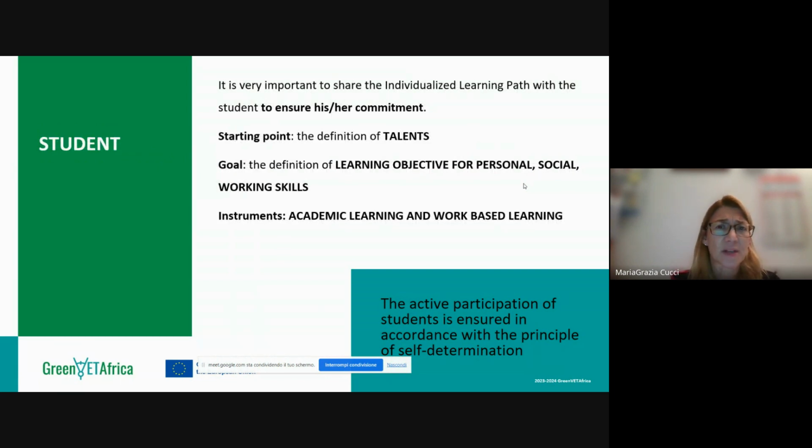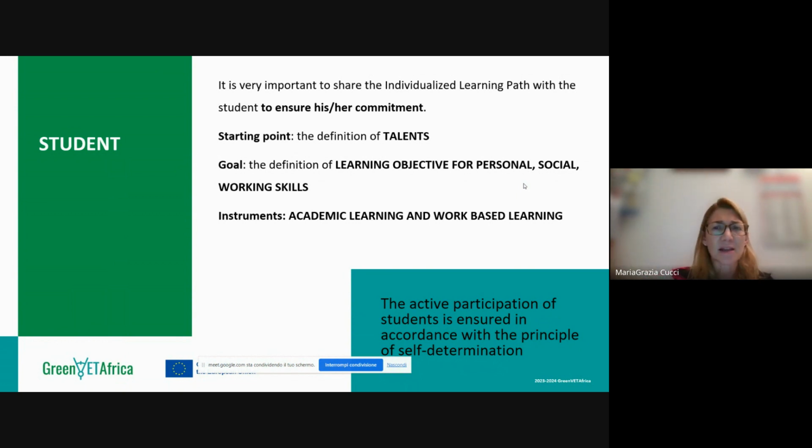And then we have the student. We have to be sure to have, sorry, his or her commitment. This is the reason why the starting point is the definition of talent, because if we start from this analysis, we can try to better understand how to go from these talents to the skills through the learning objects.